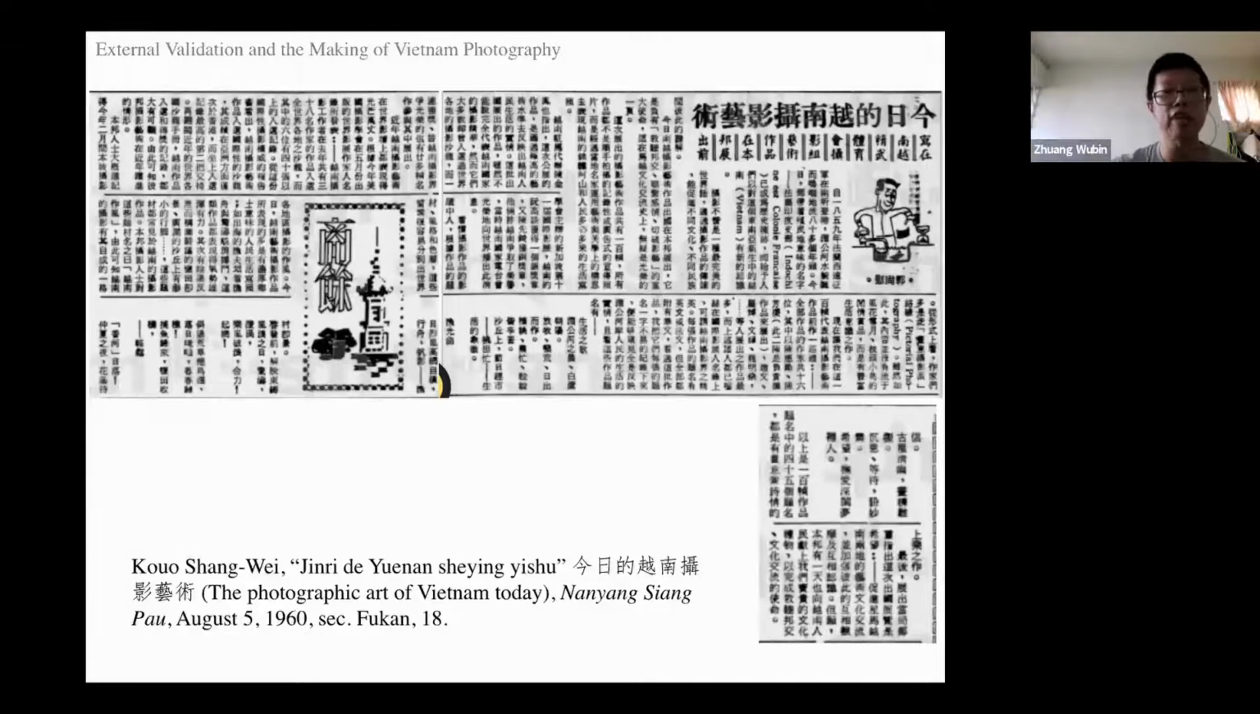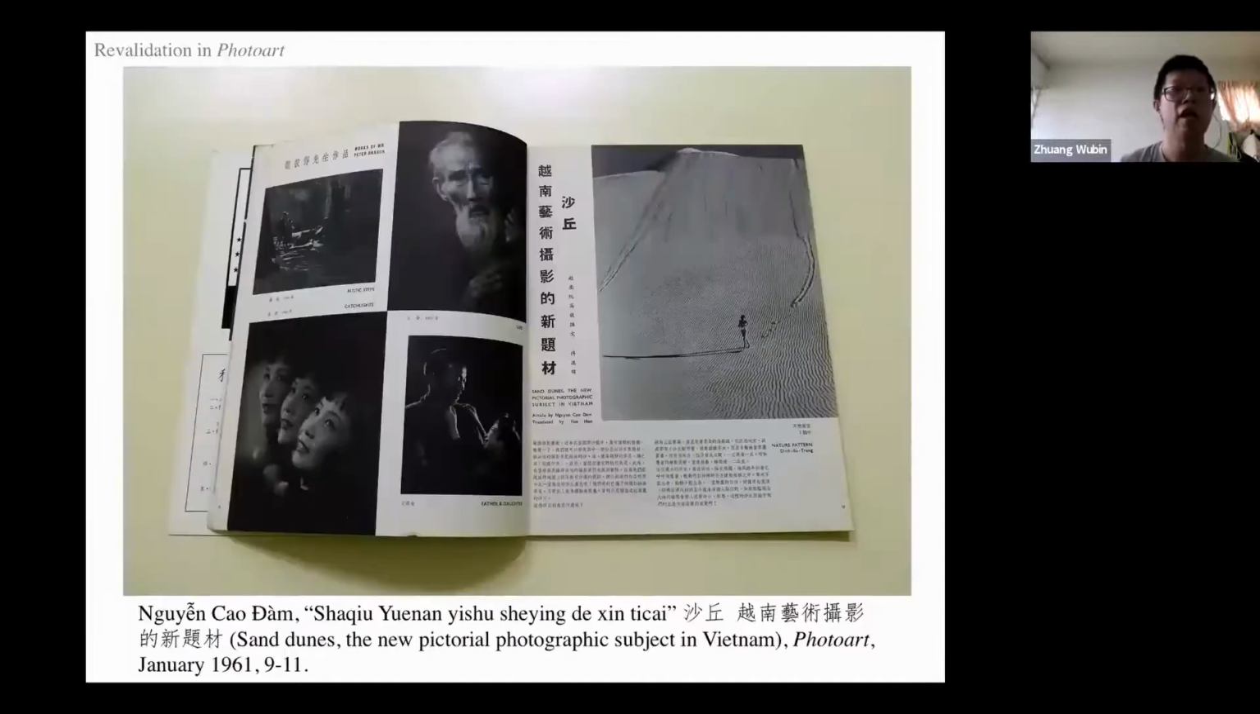And of course, this is the external validation and the making of Vietnamese photography at work here. Works circulating to Singapore and then being validated there, and then helping to re-entrench and re-visualize Vietnamese photography. And then, of course, revalidation in Photo Art itself.